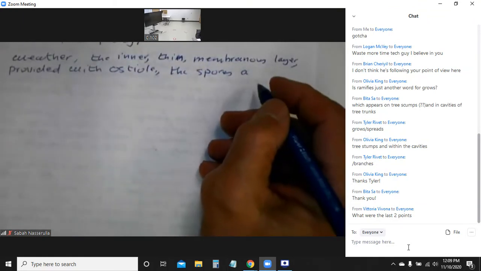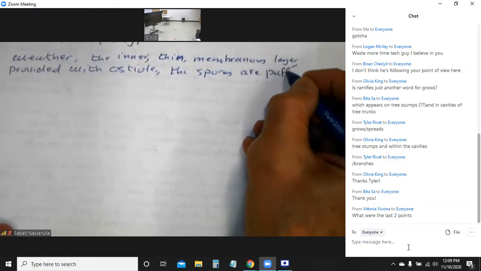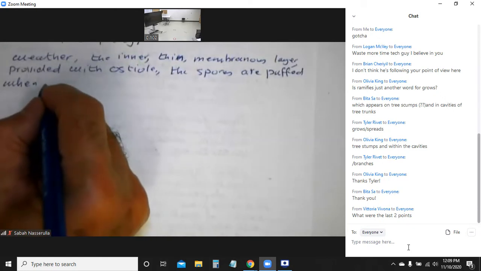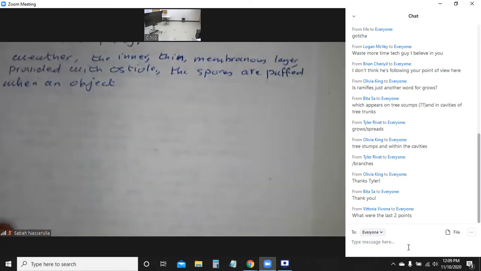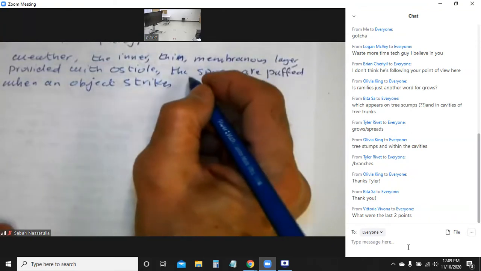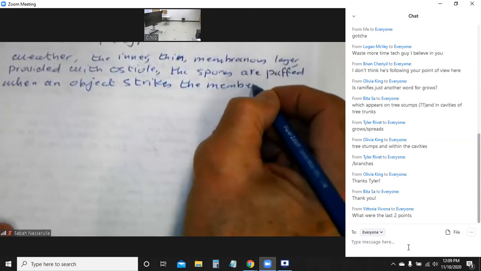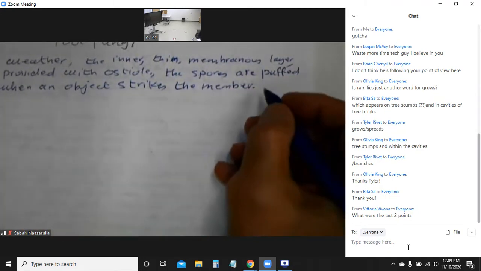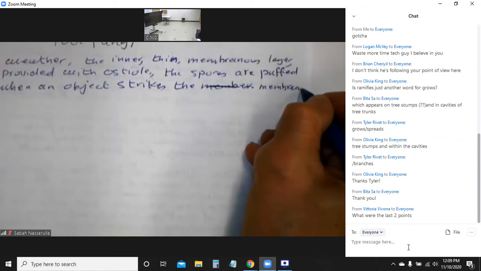And when the spores are puffed out, as I mentioned to you, when an object strikes the membrane, this object could be a piece of stone, an animal passing by, or anything, then the spores are released.